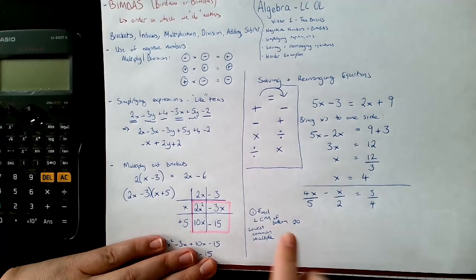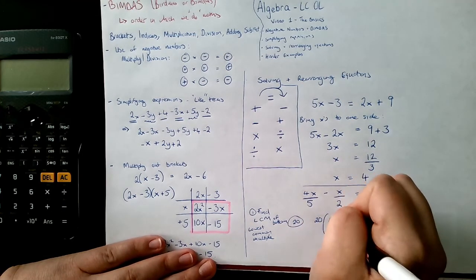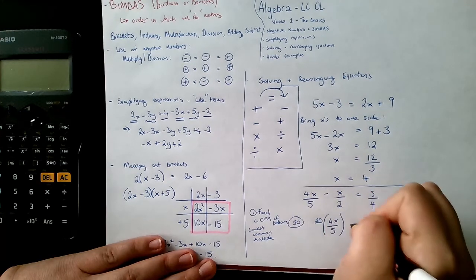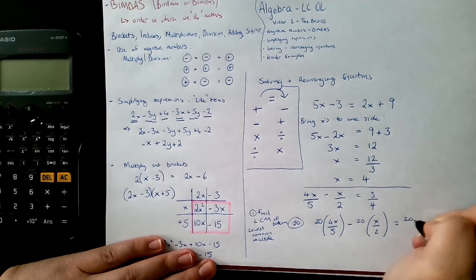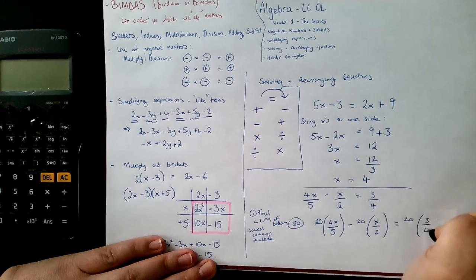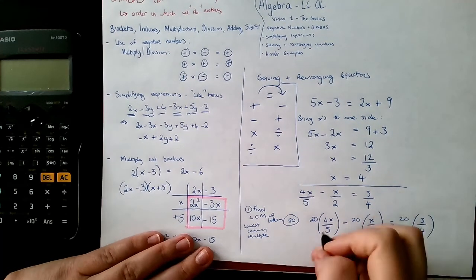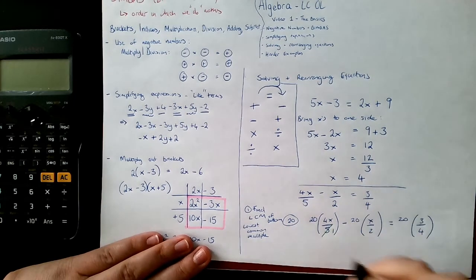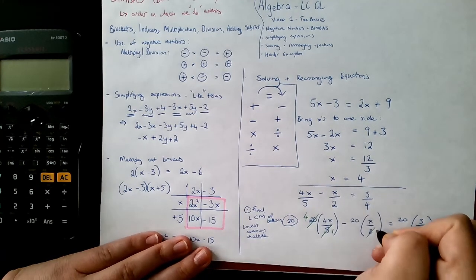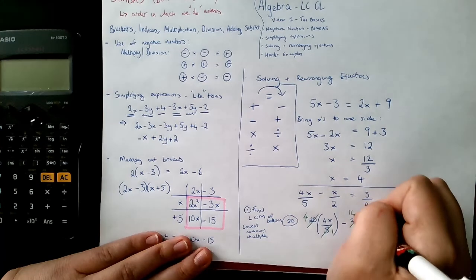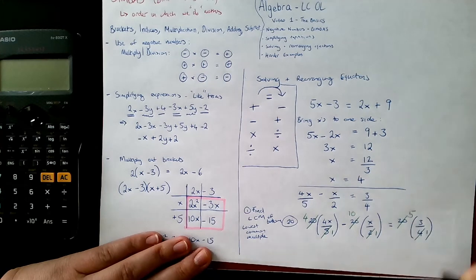So we multiply everything by 20. So we have 20 multiplied by 4x divided by 5, minus 20 multiplied by x over 2, is equal to 20 multiplied by 3 over 4. And now we can cancel. 5 goes into 5 once and into 20 4 times. 2 goes into 2 once and into 20 10 times. And 4 goes into 4 once and into 20 5 times.